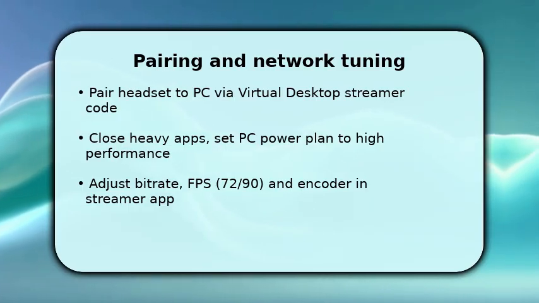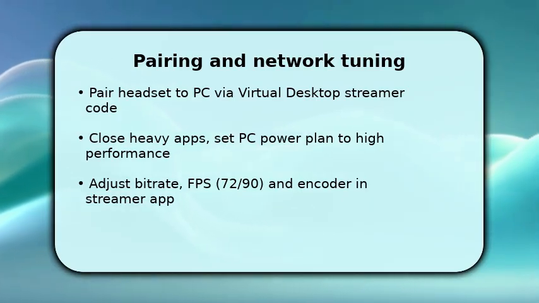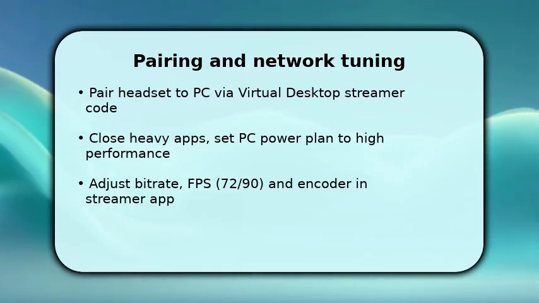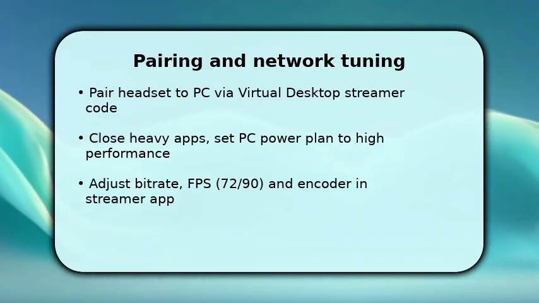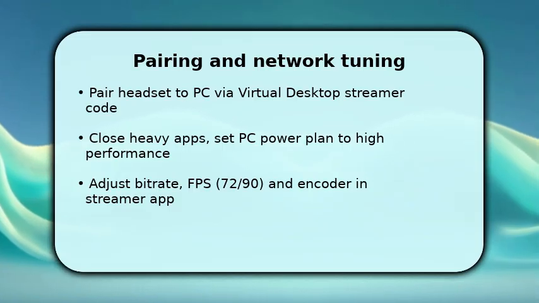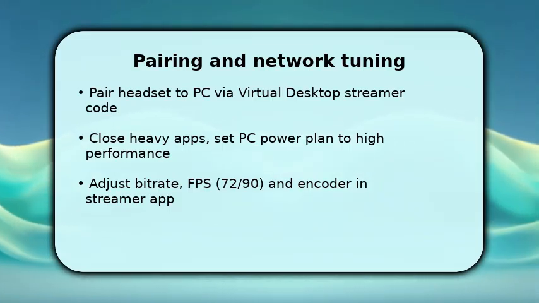Once paired, make sure your PC isn't running CPU/GPU heavy tasks and set its power profile to high performance. In the Streamer settings, increase bitrate and choose an encoder that fits your GPU. Set FPS to match your headset refresh, 72 or 90, to reduce judder. These adjustments improve frame delivery and lower latency for responsive VR.